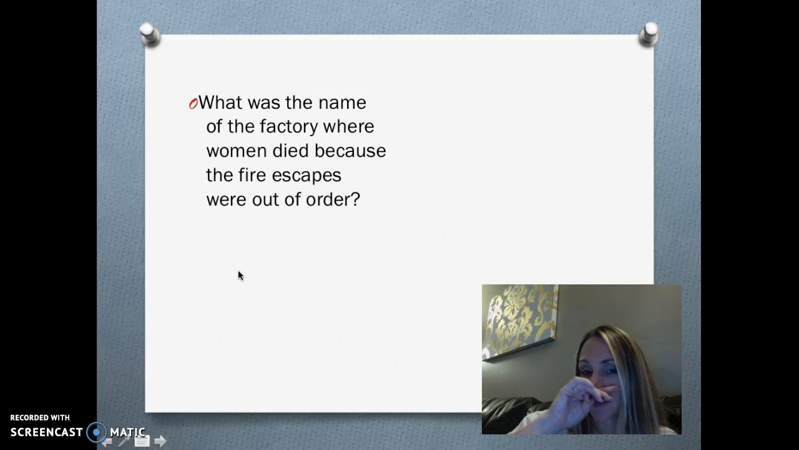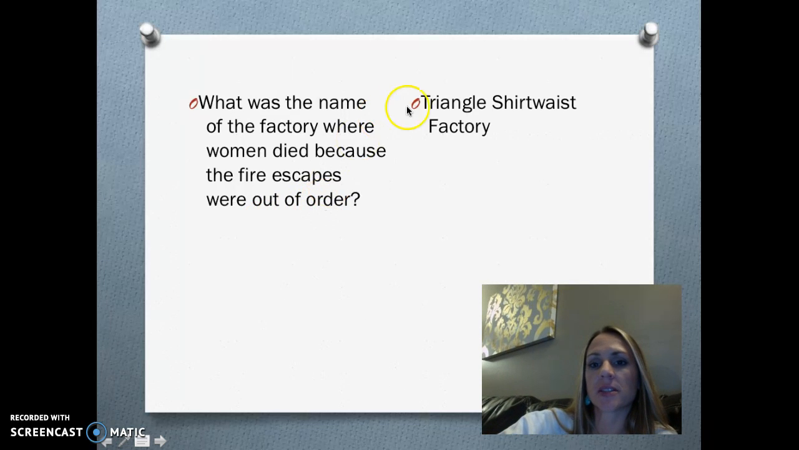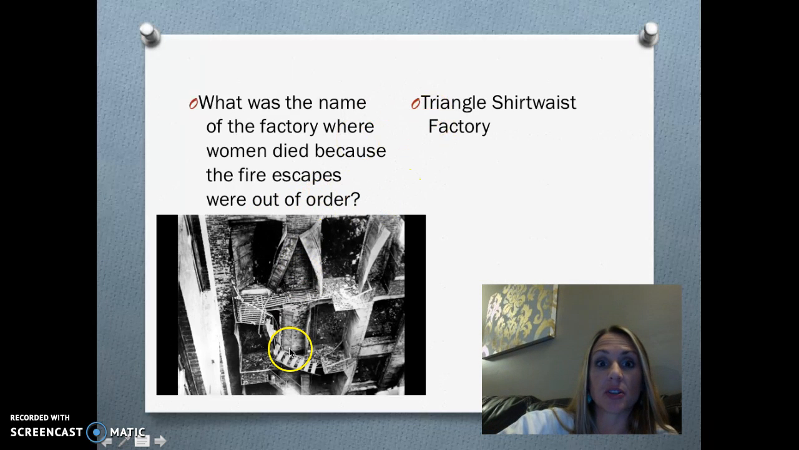What was the name of the factory where a woman died because the fire escapes were out of order? They were locked in their room. That's the Triangle Shirtwaist Factory. This is the same picture that's in your book.